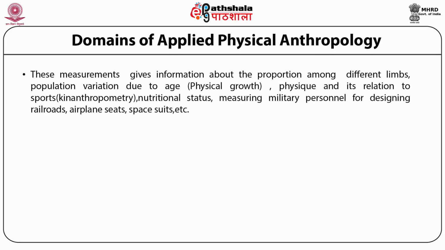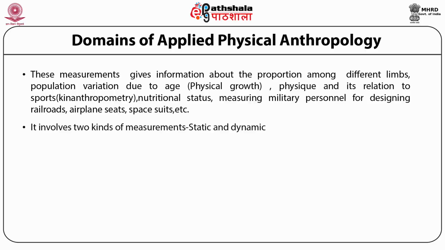These measurements give information about the proportion among different limbs, population variations due to age, called physical growth, physique and its relation to sports, that is kin anthropometry, nutritional status, etc. They are employed in measuring military personnel for designing railroads, airplane seats, and space suits.